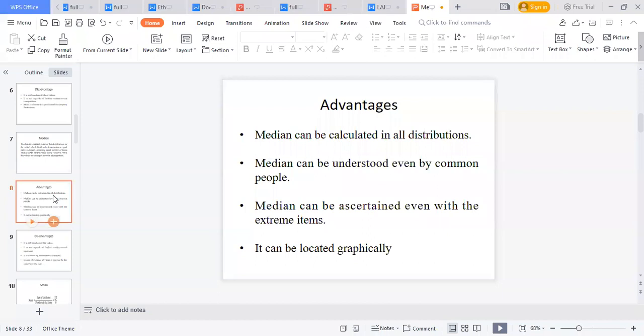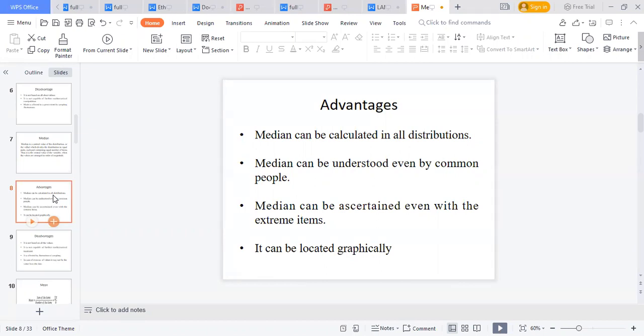There are advantages and disadvantages for using median. Number one, median can be calculated in all distributions. So no matter what kind of a distribution it is, you will be able to find a median, whether it is just there in the case of odd number of items in the distribution, or where you add the 2, which are in the middle of the distribution when it comes to even number of items in the distribution.